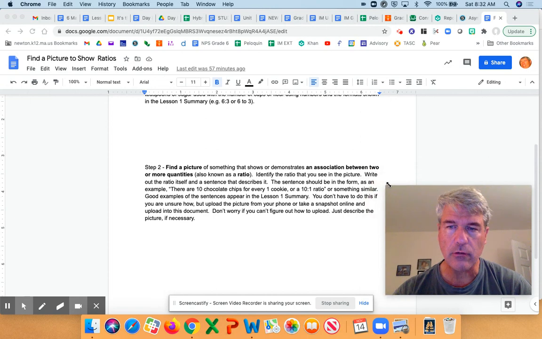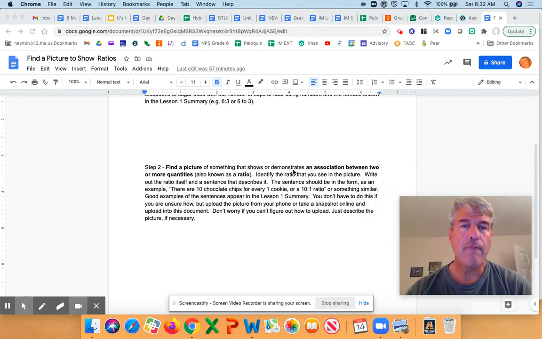We're also asking you to find a picture. Find a picture that shows a ratio. Identify that ratio from your picture. In other words, write out the ratio itself in a sentence that describes it. So for example, if I were to come up with a picture, I would show that there may be 10 chocolate chips for every one cookie.